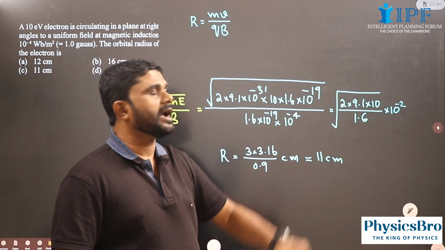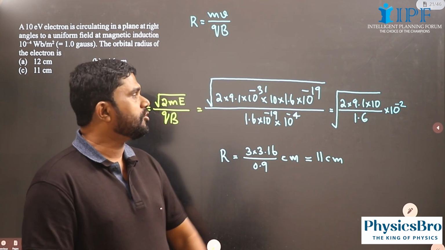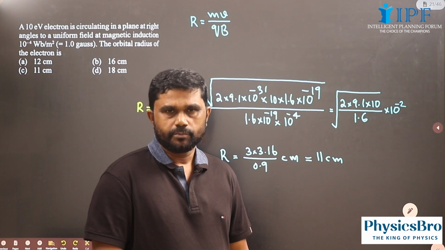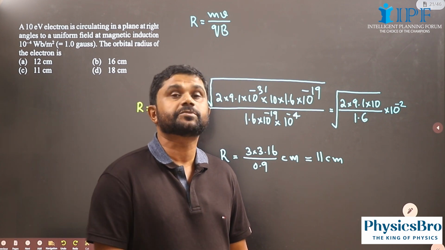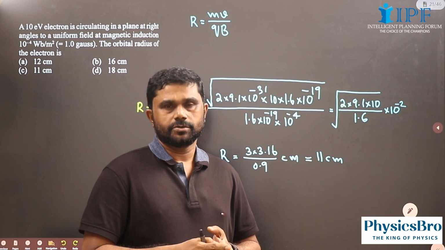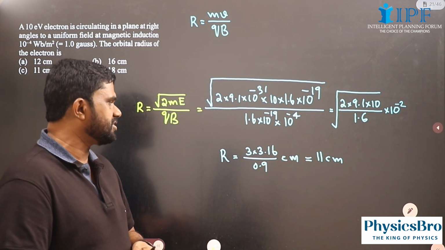Now in the numerator, I have 9.1. Take it as 9. Square root is 3. And what is the square root of 10? You must be knowing it. It is 3.16. Most of the times you can cancel it with pi. But we are following the decimal system. So you must be knowing the square root of 10, it is 3.16.